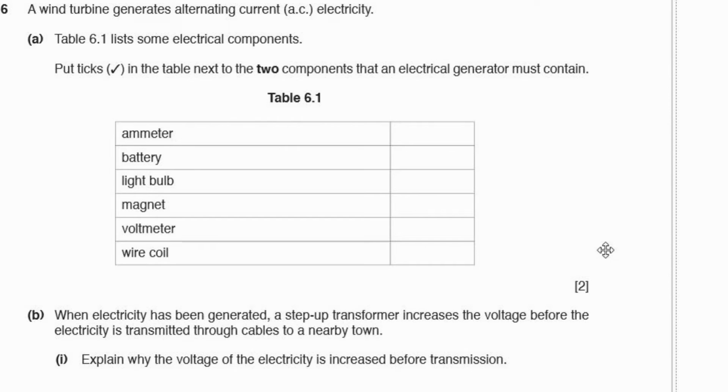Question number 6. The wind turbine generates alternating current electricity. We've got some electrical components. Put a tick next to the 2 components that an electrical generator must contain. Well, if you're going to generate electricity in this form using a wind turbine, then you would need a changing magnetic field, so something with a magnetic field around it, and a conductor. So there we go. We've got a wire coil and we've got a magnet. The coil of wire just means that you get more bang for your buck, if you will. It makes it easier to generate a large voltage.